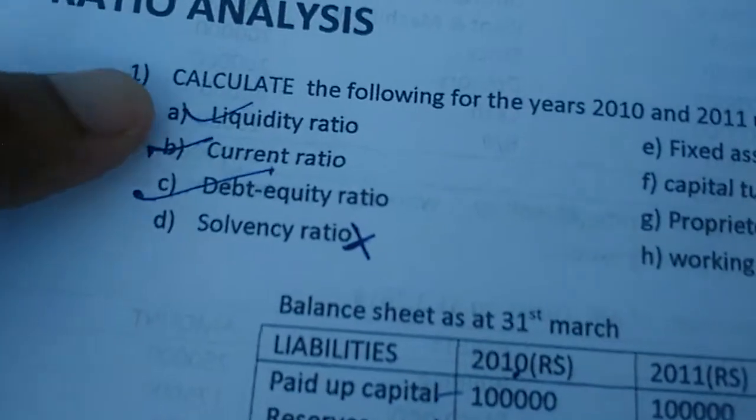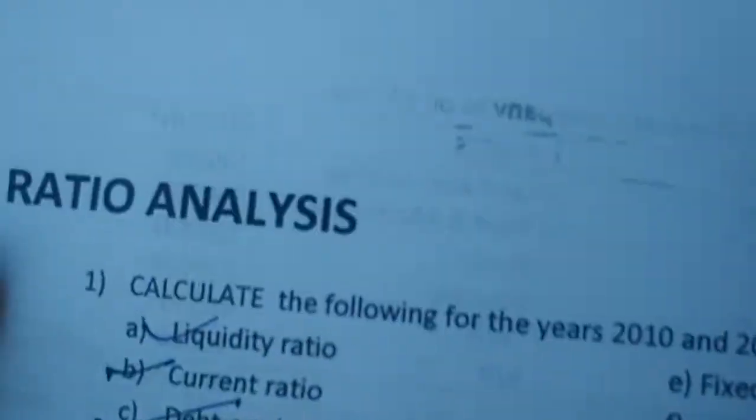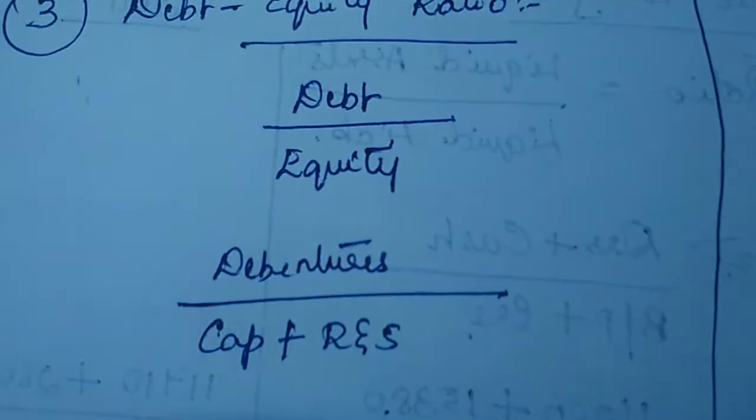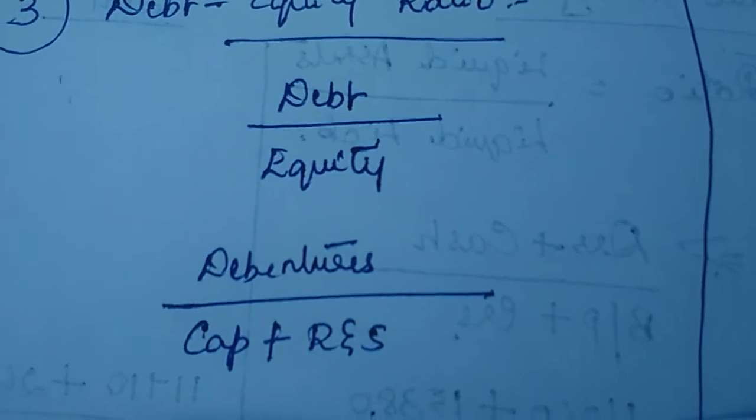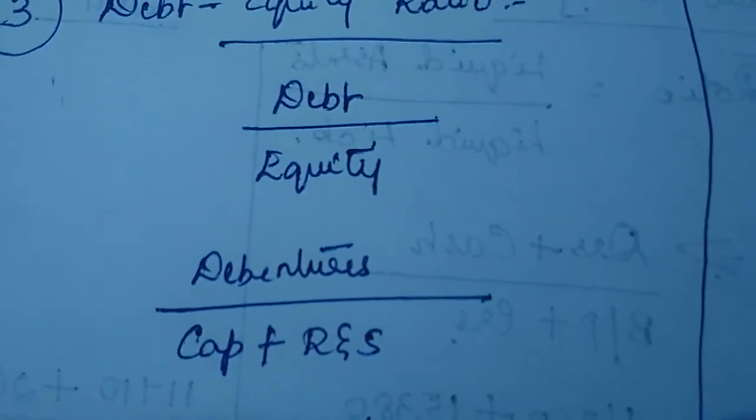Third, debt equity ratio. Debt equity ratio formula is debt divided by equity. Debt means it is like a debenture or long term borrowings, divided by equity, meaning the owner's property, whatever is related to owners, give it.